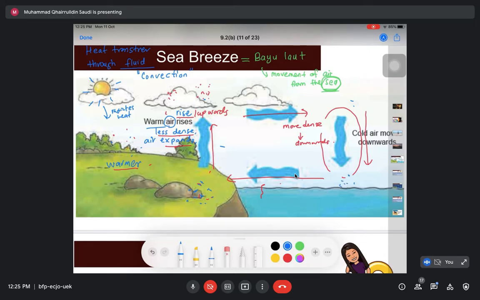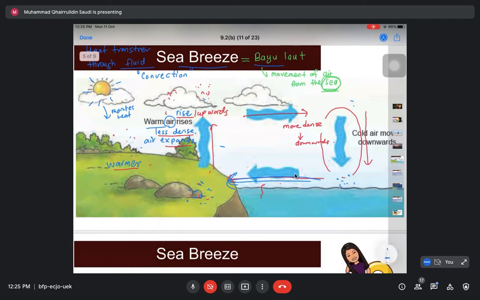Bila dia dah sejuk, dia akan replace balik. Okay, so that is why the air move from the sea to the land. So when the air move from the sea to the land, it is called sea breeze. Okay, so the cold air move from the sea to the land. So far, do you have any question? Boleh faham? Okay, no questions.